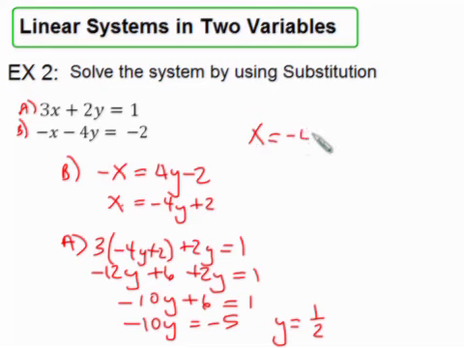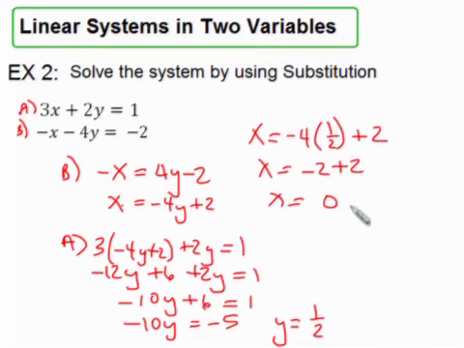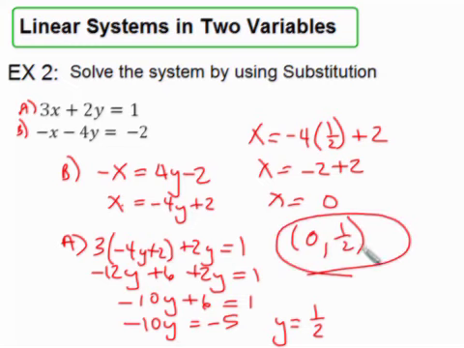X equals negative 4 times what y is. Well, now we know y is a half, plus 2. So x is negative 2 plus 2, or x is 0. So these two graphs would cross, and they would cross at the point (0, 1/2). So that is our solution to the system of linear equations.